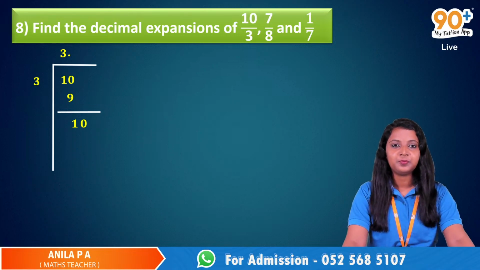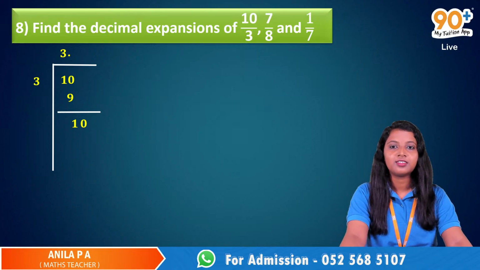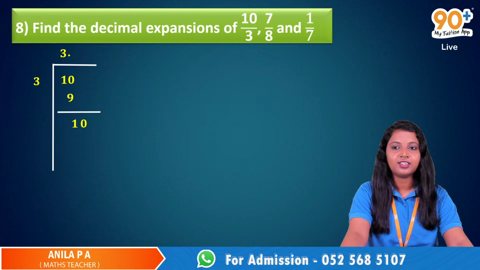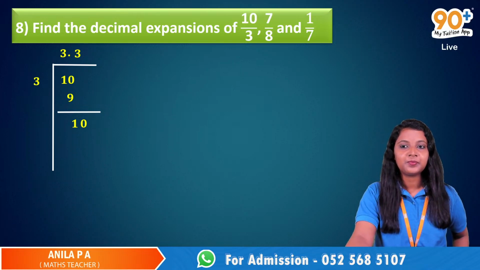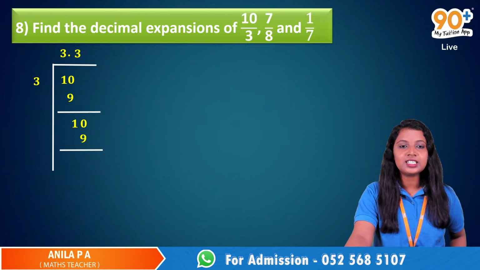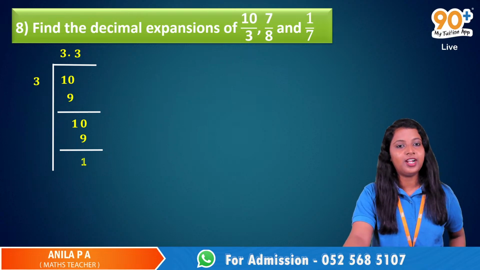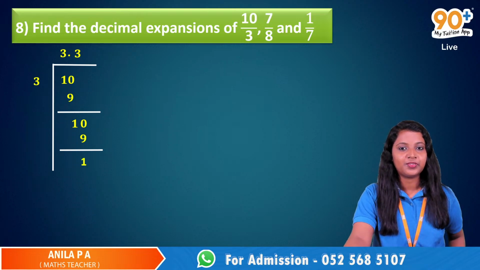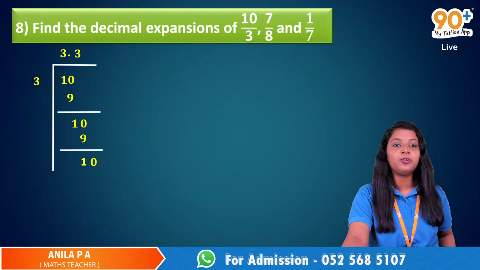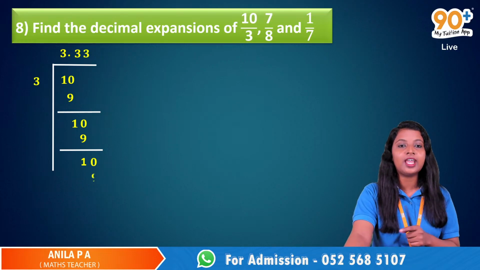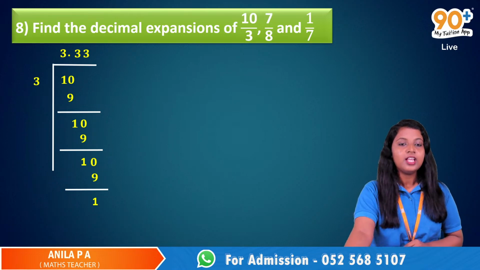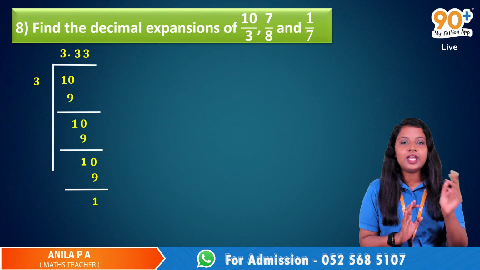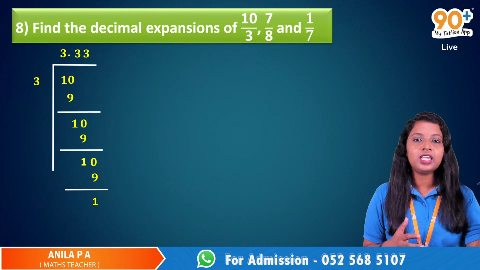Then again write 9 and 3 above. Again, 3 threes are 9. Very good. And the remainder is 1. Now it goes on like that. We can again put a 0 beside this 1, and 3 threes are 9 and the remainder is 1. Again, it goes on and on like this. Yes, very good. So 10 by 3 is actually equal to 3.3333.